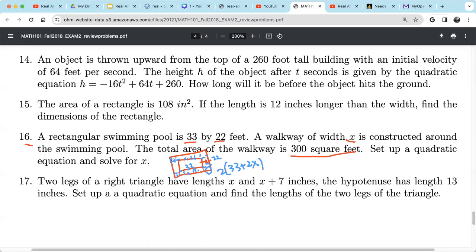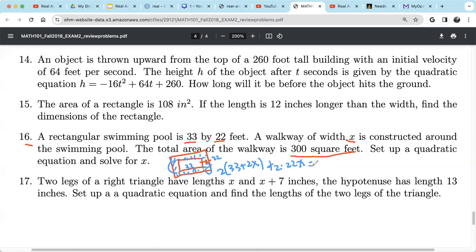Then let's look at the width. Width is this much, right? This is 22. Oh, hold on a second. Why did I do 33? Oh, yes, because we want to find the length of this, so the 33 plus 2x. But then this side is 22, so the area of this is 22 times x, and we have 2 of them.